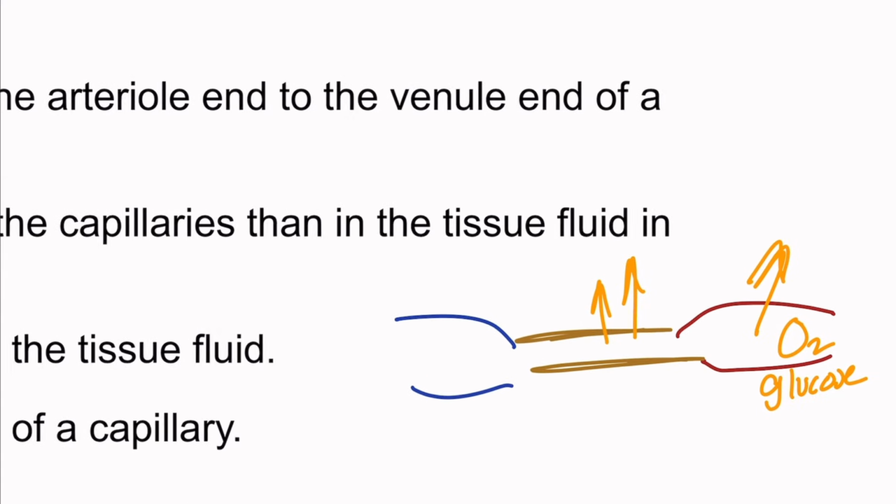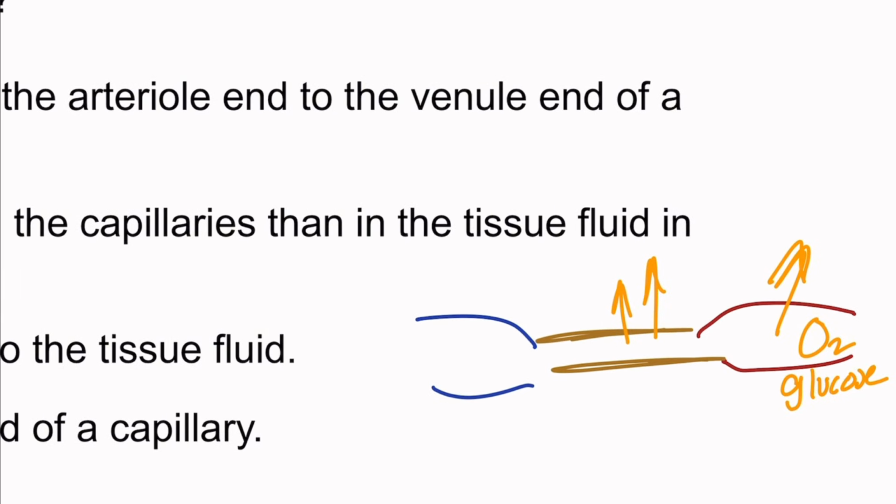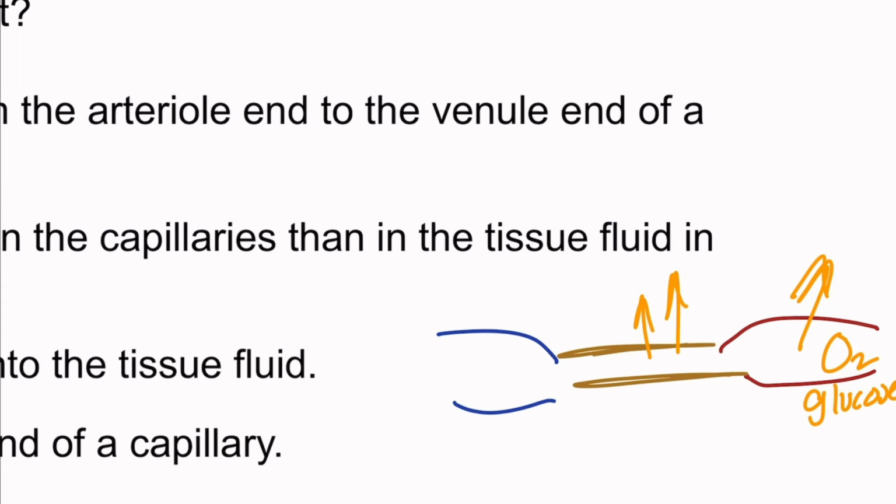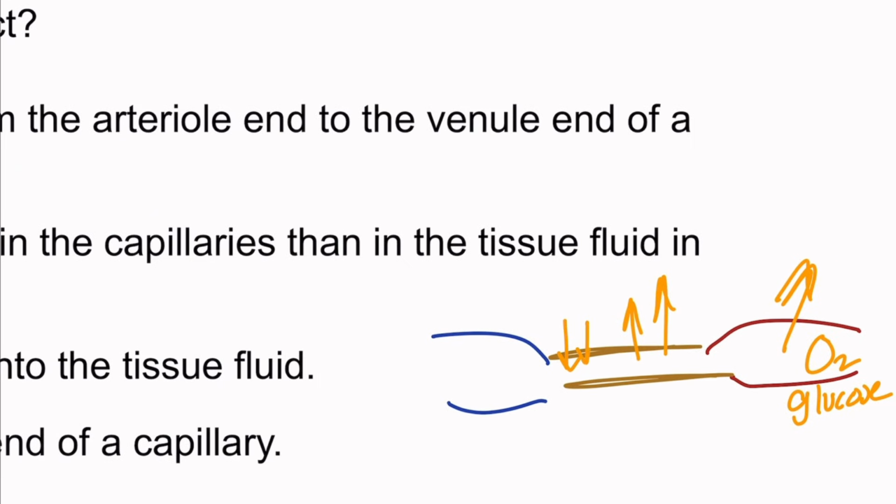Now when they go outside, they're going to move, and so this changes the pressure. When everything leaves, all of a sudden the pressure here is going to decrease. The pressure inside the capillary will decrease at the venular end, and so stuff will move back, and so there will be drainage of the tissue fluid back.